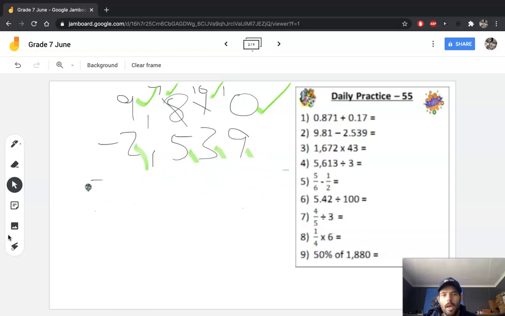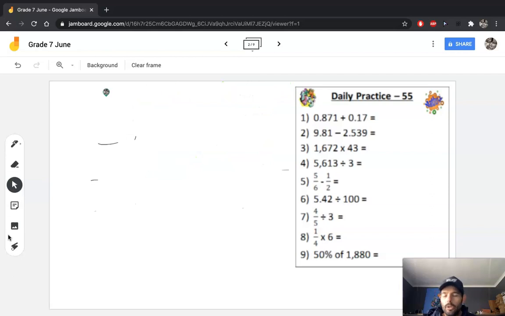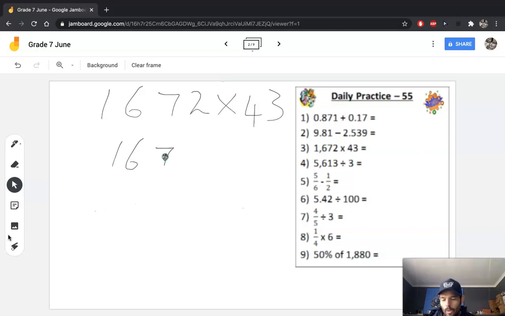Right, so next we have a long multiplication question. 1,672 multiplied by 43. There are multiple methods that you can use. I think for today, the method I'm going to use is a column method. But as always, you guys can choose whatever method you like to use. I'm going to end up doing 2 methods here, just to prove whether my original calculation is correct or not. So let's get this done.